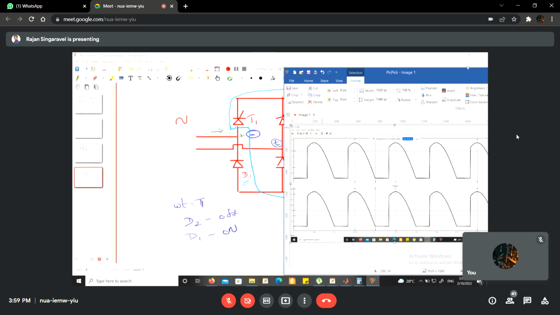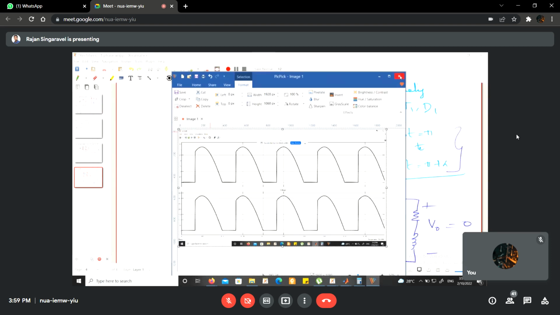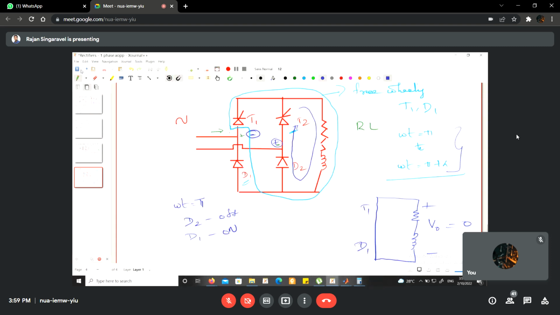That's all about the semi-converter. In the next class, we will try to solve some problems with respect to single phase converters.